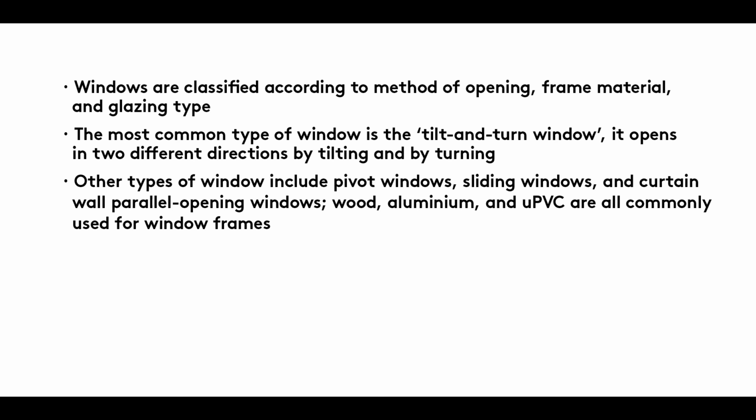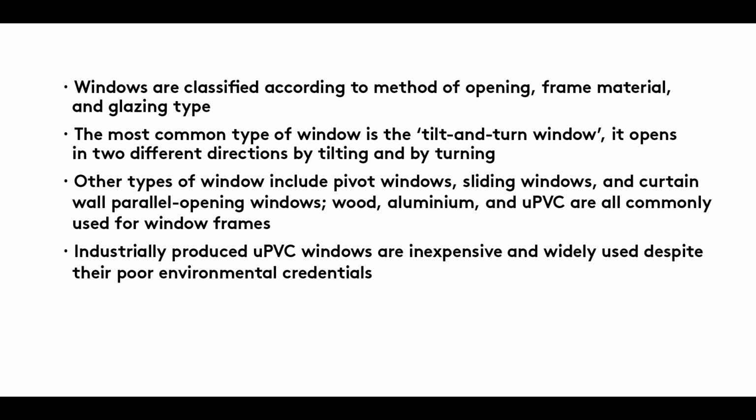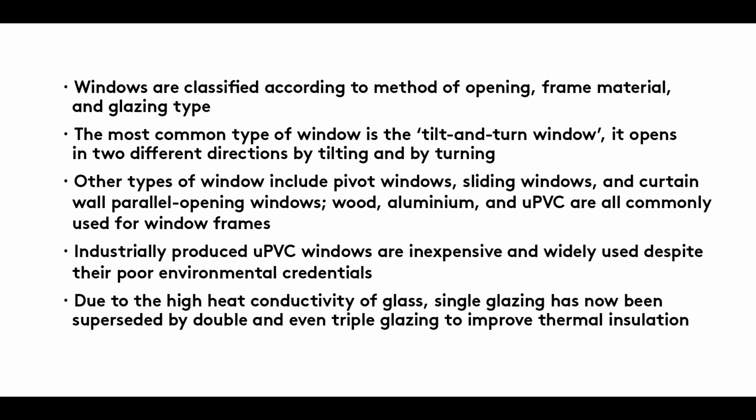Wood, aluminium, and UPVC are all commonly used for window frames. Industrially produced UPVC windows are inexpensive and widely used despite their poor environmental credentials. Due to the high heat conductivity of glass, single glazing has now been superseded by double and even triple glazing to improve thermal insulation.